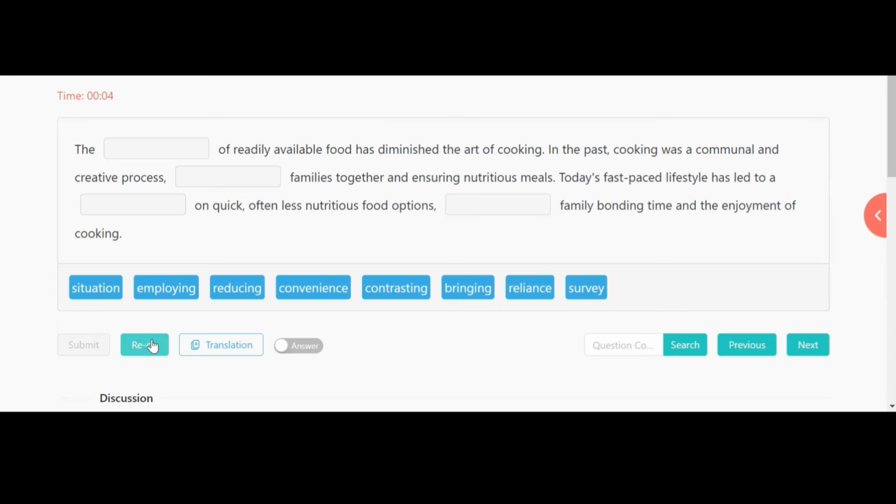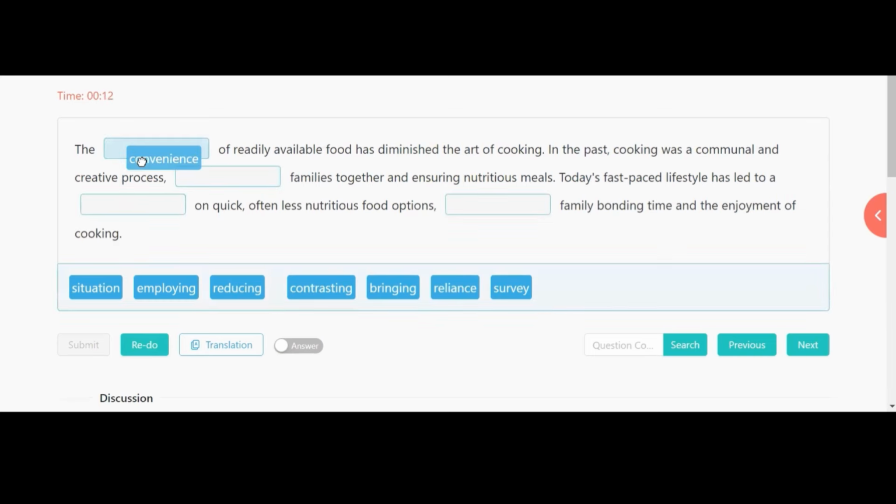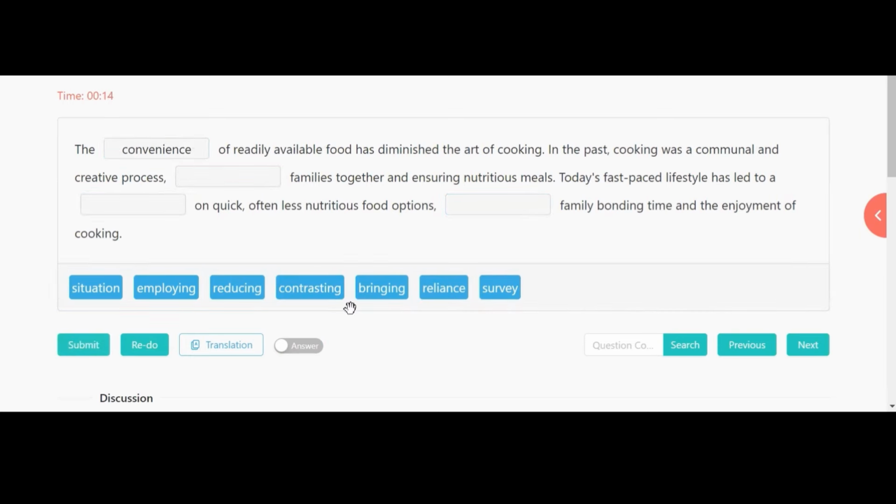Try the elimination method. Now let's say we understand that the first one is the convenience of readily available food. Of course, we know the word survey cannot be here. We know situation will not be here because they already told us what the situation is, so we can't be talking about situation again. So we are eliminating words like survey, situation, employing, and contrasting.